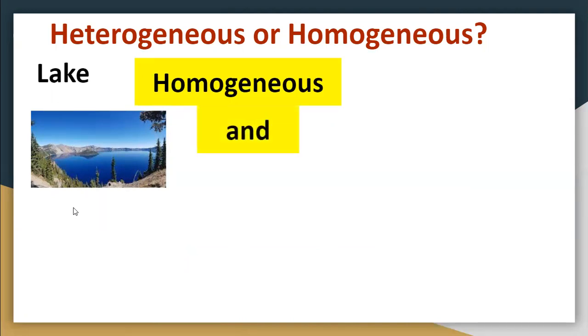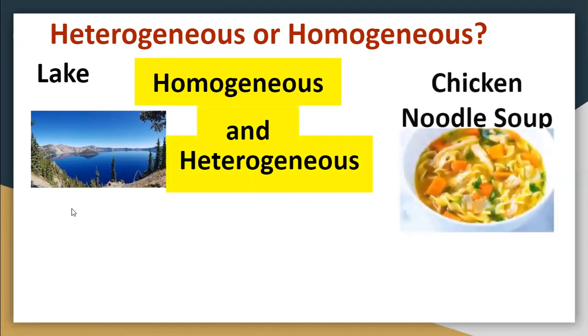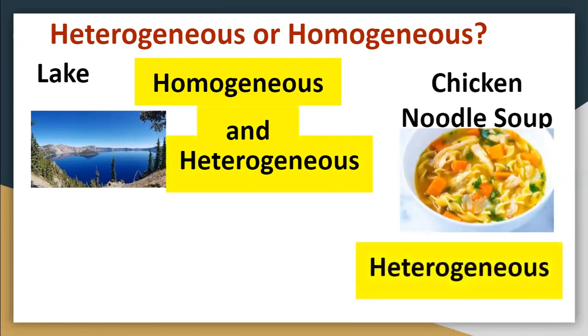But it's also heterogeneous. Think about all the plants growing in and a fish swimming around. So it's also heterogeneous. That's one that's both. How about chicken noodle soup? Did you say heterogeneous? Then you are correct.